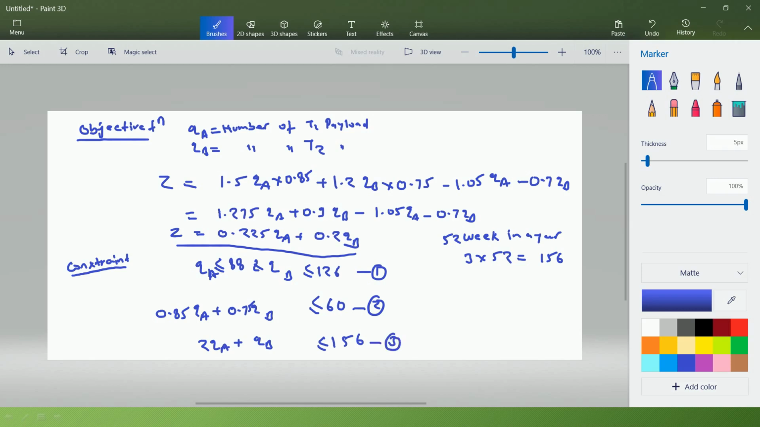Now we can easily write the non-negativity constraint, which is already given here. Okay, so this is the problem formulation. This you can solve either using the simplex method or the graphical method that we will study in the upcoming lectures.